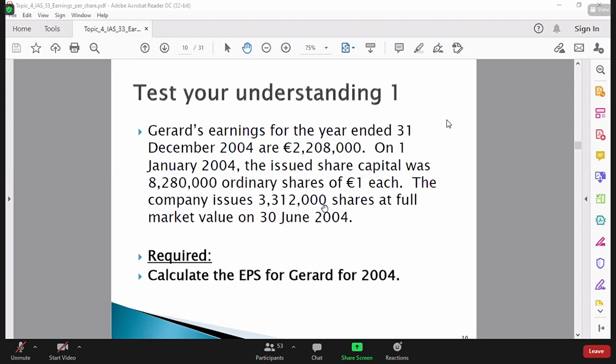Okay, anyone would like to try? Anyone? Madam, saya dapat 38.1 sen. Can you show me your calculation? Tak, saya tak buat. Saya just kira calculator je. Okay, calculator.